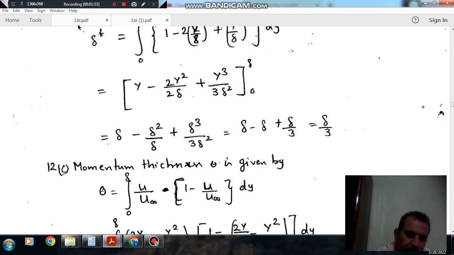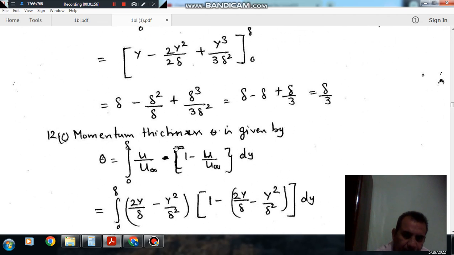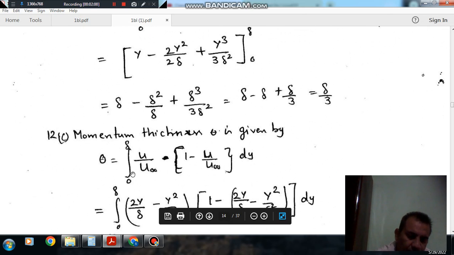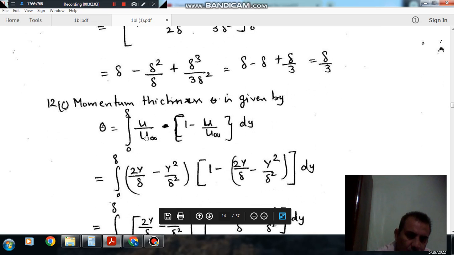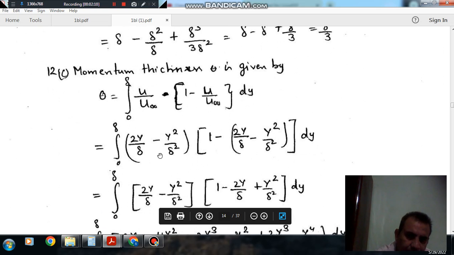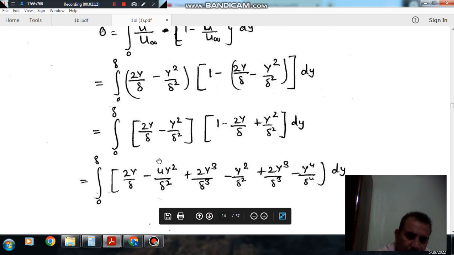Next question is momentum thickness, and momentum thickness is given by the integral of u by u infinity bracket 1 minus u by u infinity bracket close dy, with limits of integration 0 to delta. Now we can put u by u infinity as 2y by delta minus y square by delta square, and multiplying these two terms, we get 2y by delta minus 4y square by delta square plus 2y cube by delta cube minus y square by delta square, 2y cube by delta cube and y 4 by delta 4.